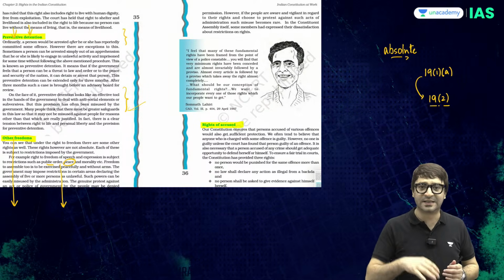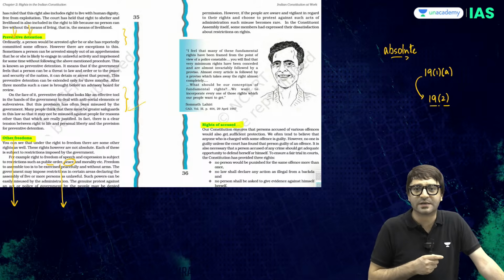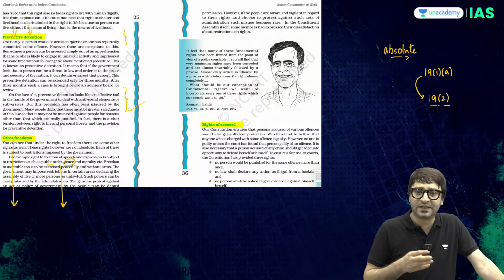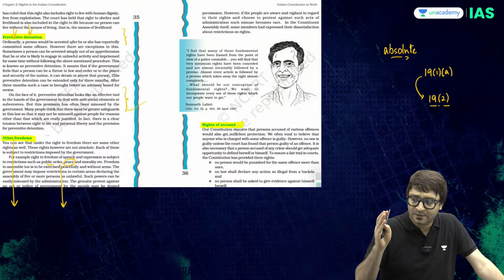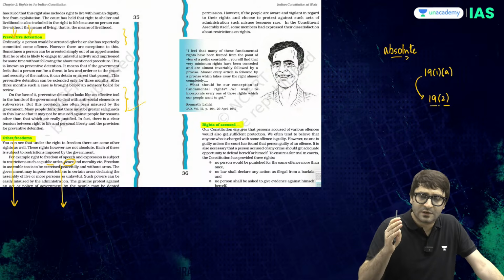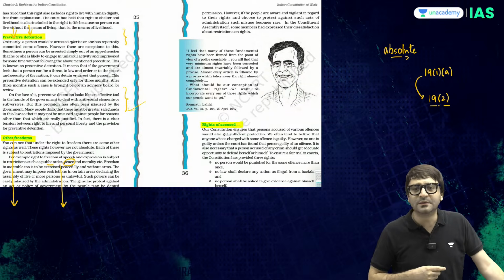On what grounds? There are 8 reasonable restrictions imposed on your fundamental rights. Restriction is in the interest of the sovereignty and integrity of India, in the interest of the security of the state, in the interest of friendly relations with foreign states, public order, morality or decency, contempt of court, defamation, incitement to an offence. Sir, can you explain one?